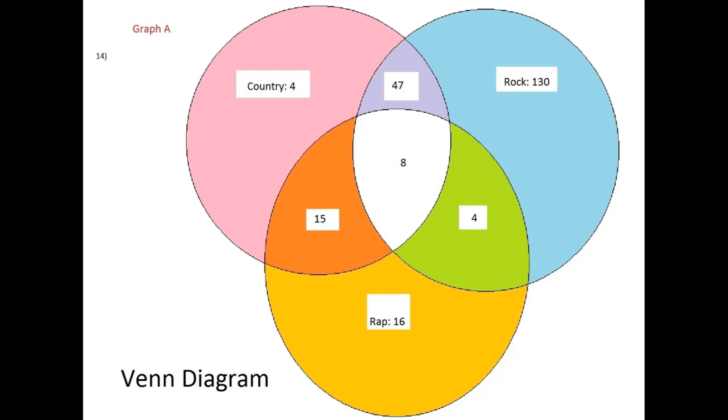All right, so we're looking at a Venn diagram here for number 14. We're looking at genres of music. We have country, rock, and rap. Apparently this was some sort of survey that was given to students, asking what genres do you like? Do you like country or rap? Or do you like country and rap? Or do you like all three, country, rock, and rap?